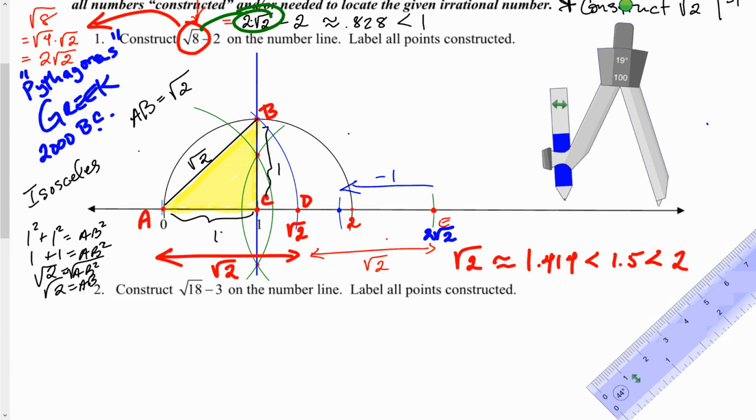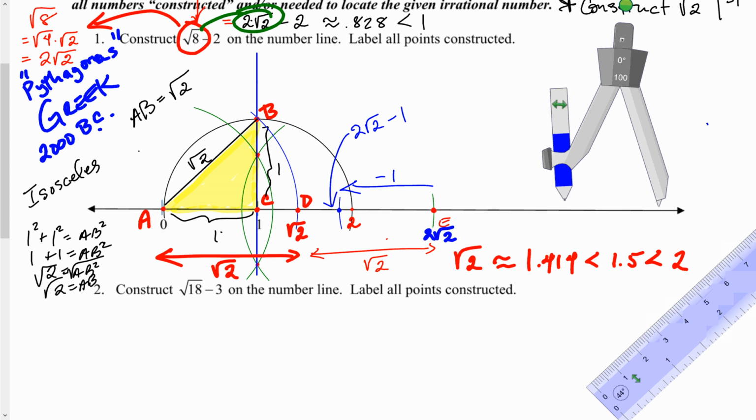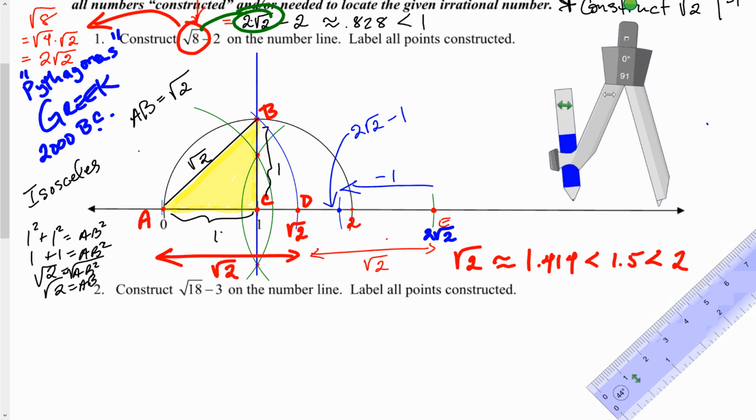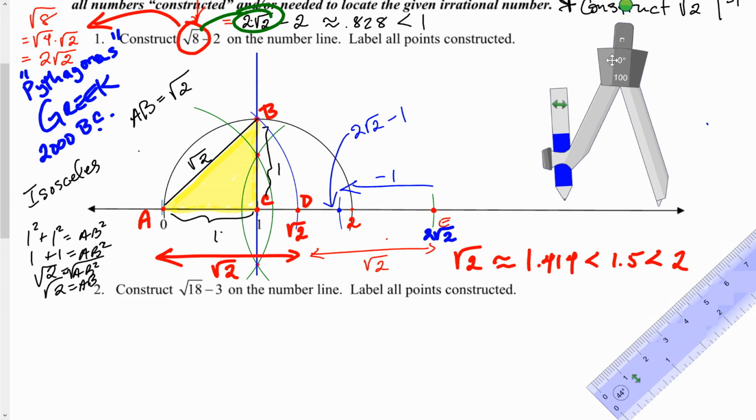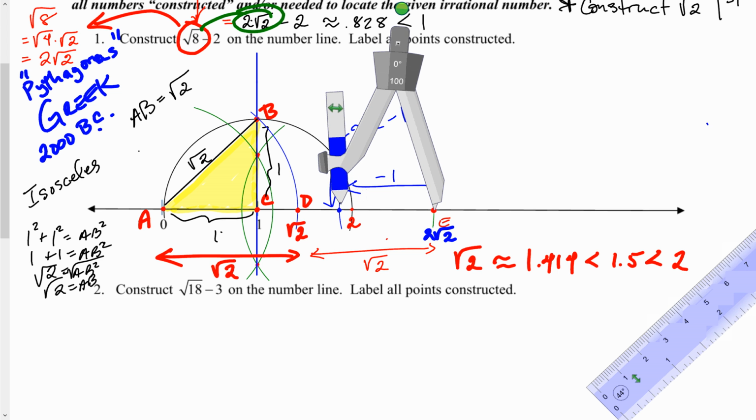Let me make a note of that. 2 root 2 minus 1. I want 2 root 2 minus 2, so I got to go back to the left. Oops, I didn't mean to do that. Sorry, I was stretching right there. You got to be careful with the compass. Let me just make sure it's adjusted to 1 unit.